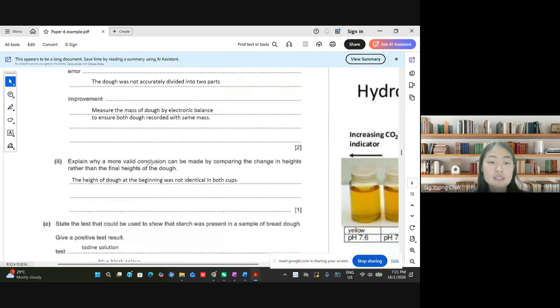And then this one: explain why a more valid conclusion can be made by comparing the change in height rather than the final height of the dough.